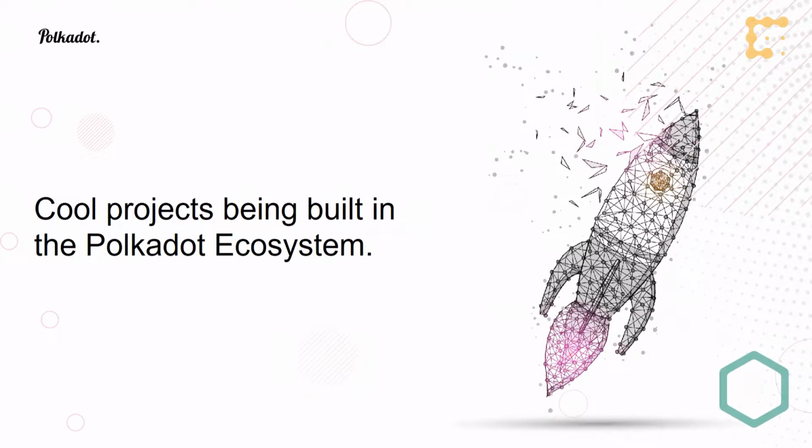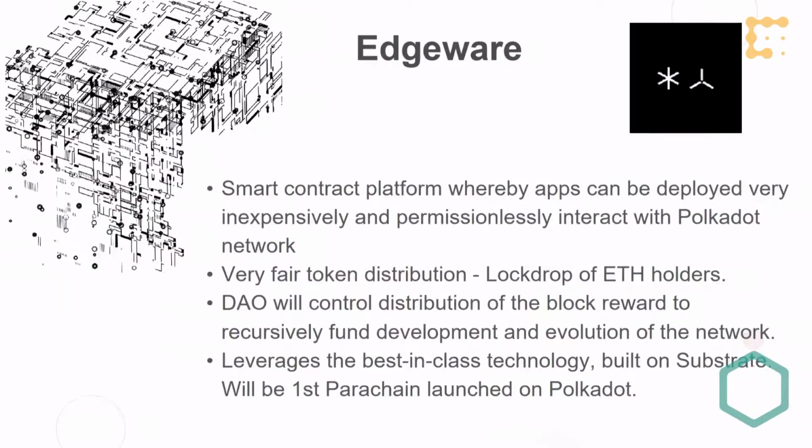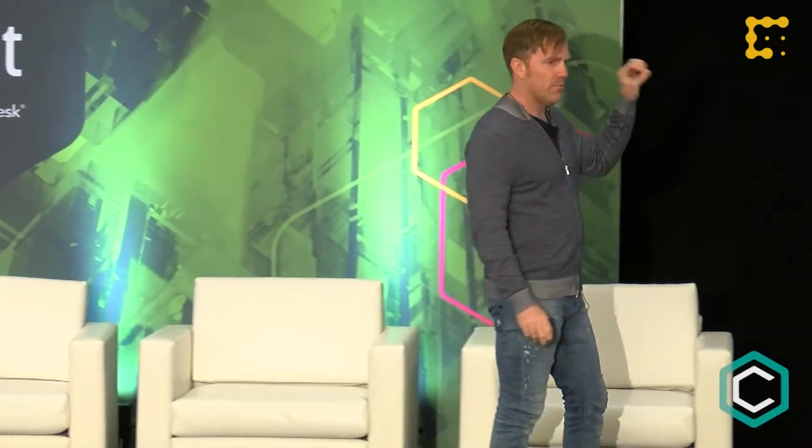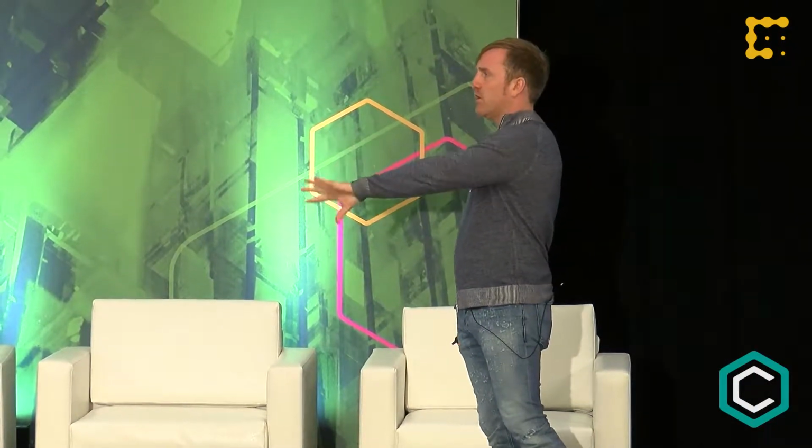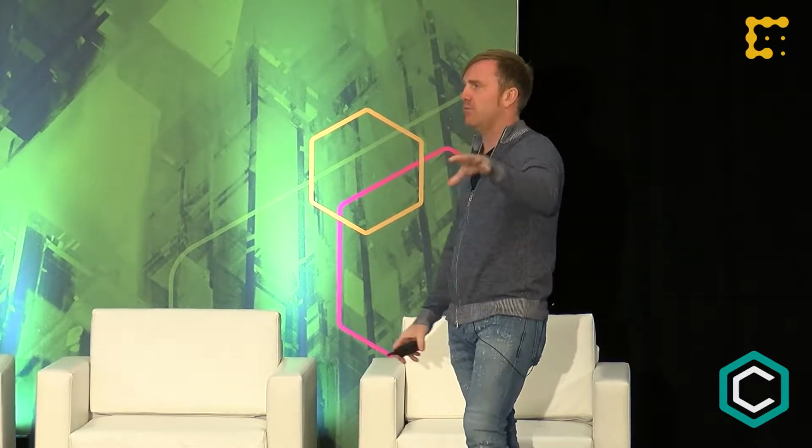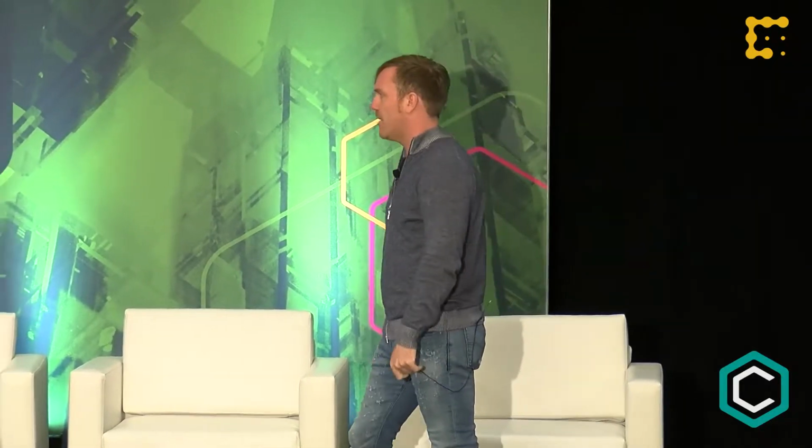So, some cool things being built in the Polkadot ecosystem. Bjorn talked a little bit about Edgeware, and Edgeware will have some announcements later this week, but this is a project that everybody should really be following. So this is a permissionless smart contract platform where you can inexpensively interact with Polkadot. Again, emphasis on permissionless smart contract platform. So you'll be able to deploy whatever smart contract that you want on this network and be able to effectively run that on Polkadot.